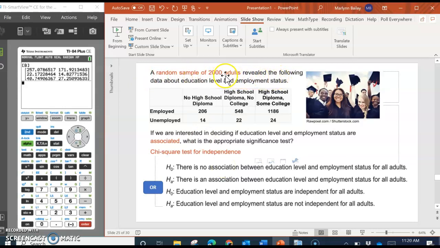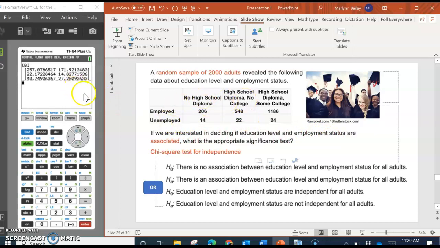Notice that's one sample. That is how you know if you're doing homogeneity or independence. We have one sample, and they broke it down into different categories, but we have two different variables: whether or not they're employed, and their education. So what we're interested in here is deciding if education level and employment status are associated. That's what you're doing when you're doing independence.